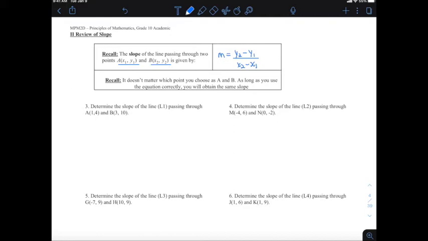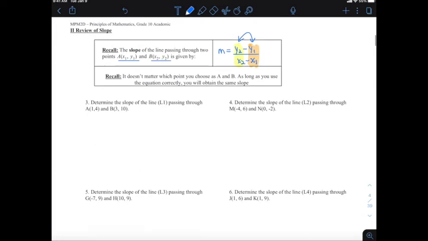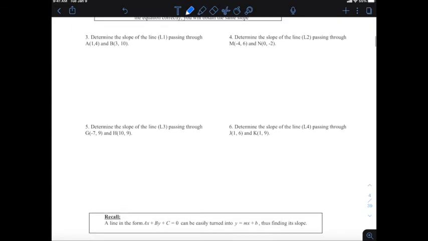Okay, and also remember, because I get this all the time, it doesn't matter which point you choose as A or B, as long as the y2 and the x2 match up. So they're both the first part of the fraction, or the left-hand side of the fraction, and as long as you line up the y1 and x1, it doesn't matter what order these two appear in. So you can always flip the yellows and oranges, okay, but you can't flip them diagonally. Okay, so let's determine some slopes. Okay, so here we go.